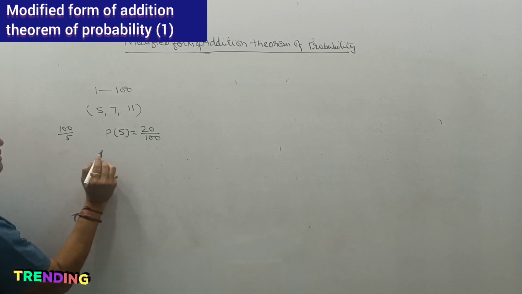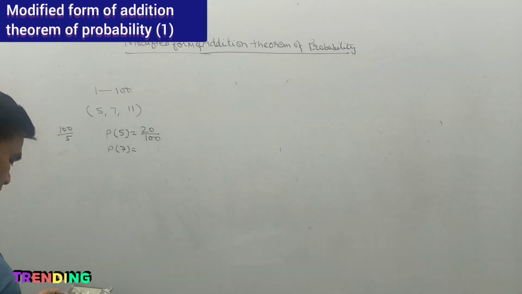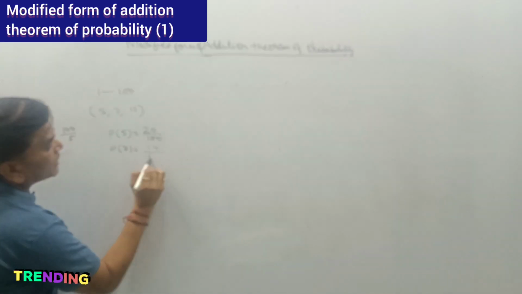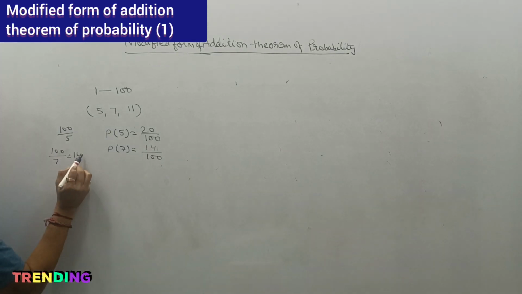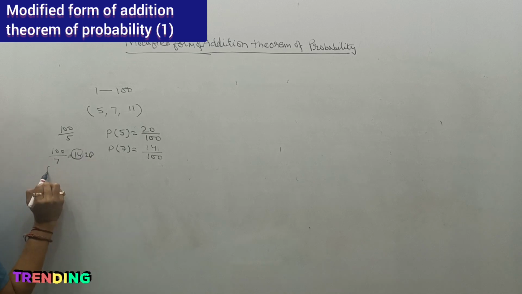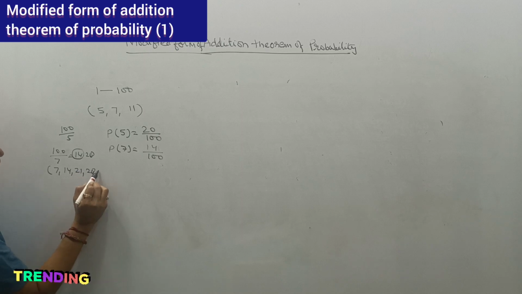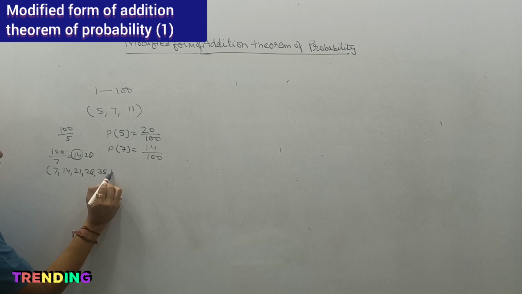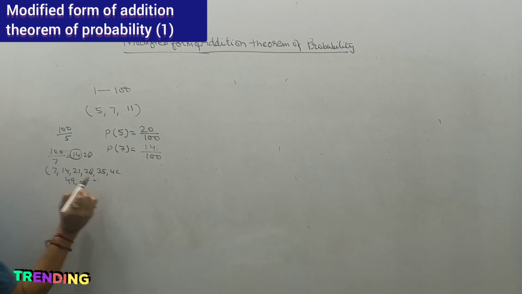Divisible with 7, what will we do? 100 divided by 7, that is 14.28. So 14 upon 100. What we have done is 100 divided by 7, that is 14.28, so 14 is there. That is 7, 14, 21, 28, 35, 42, 49, etc. Okay.